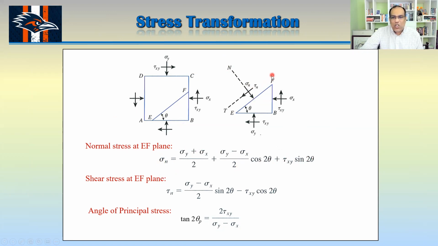And what would be the shear strength at that particular stress, at that particular plane? That would be tau n equals (sigma y minus sigma x) by 2 times sine twice theta, minus tau xy cosine twice theta. The angle of principal stress, tan 2 theta p, is equal to 2 tau xy divided by (sigma y minus sigma x). Now, why is this important for us to find out the shear strength of soil?